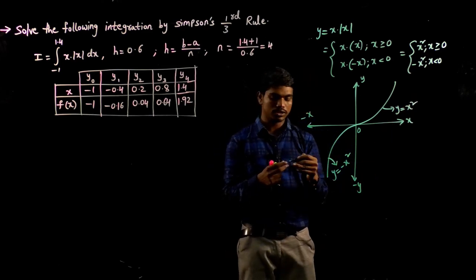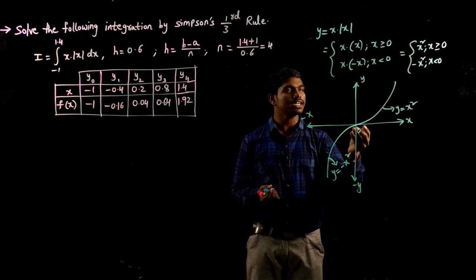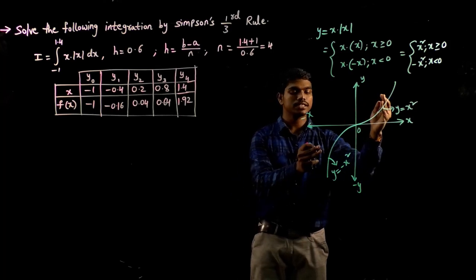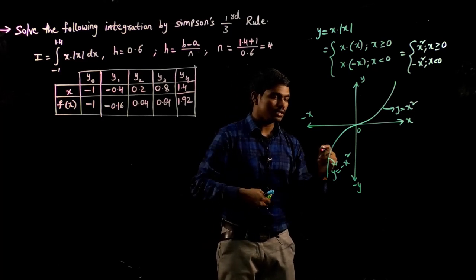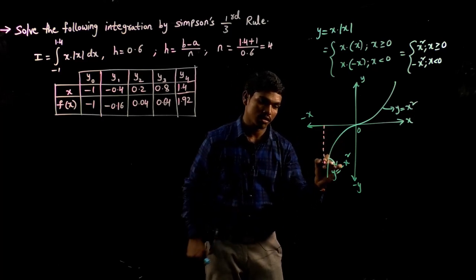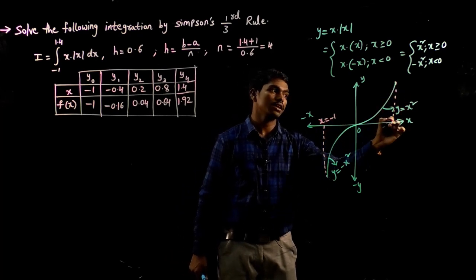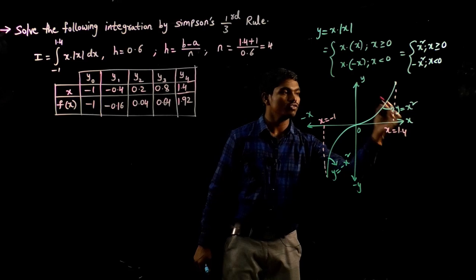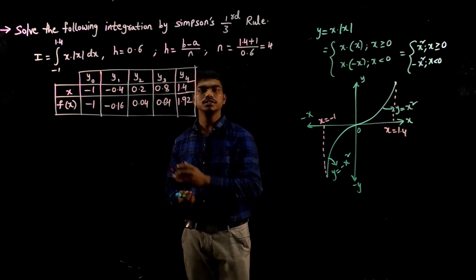So this is how the curve looks, and you see that this curve is continuous and also differentiable in this given range of minus 1 to 1.4. So for example, let us call this particular value x is equal to minus 1, and this value x is equal to 1.4. So this function is continuous, and we don't have any issue in applying Simpson's one-third rule.